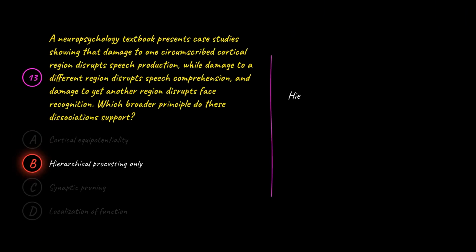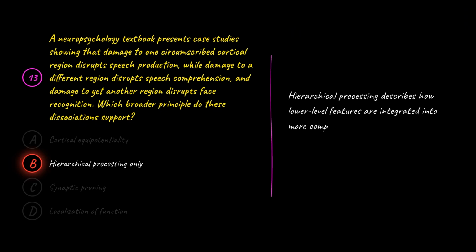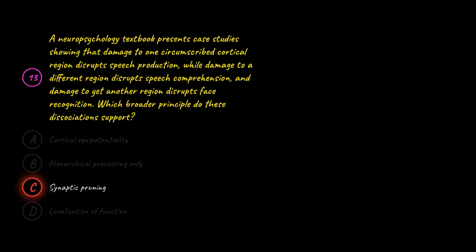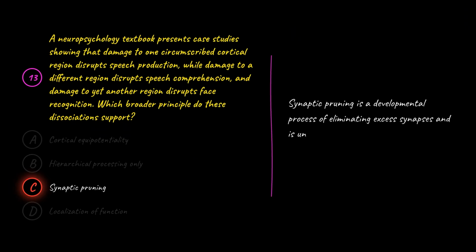B is wrong because hierarchical processing describes how lower-level features are integrated into more complex representations across processing stages, not the region-specific deficits highlighted by case studies. C is wrong because synaptic pruning is a developmental process of eliminating excess synapses and is unrelated to the lesion-based dissociations being described.